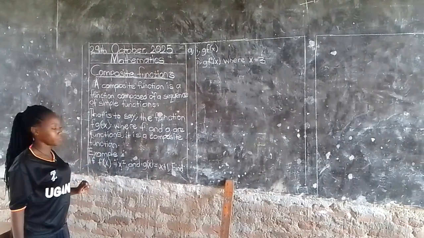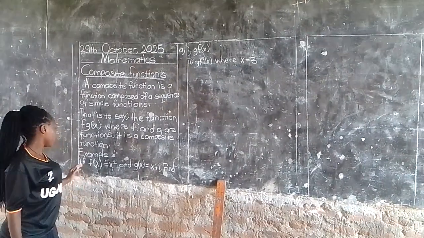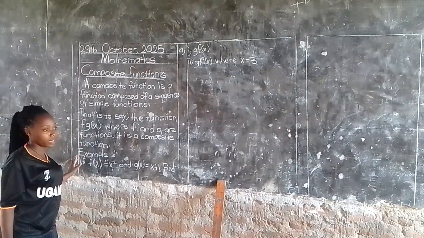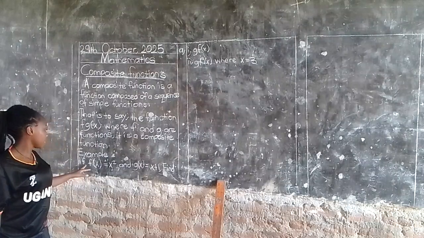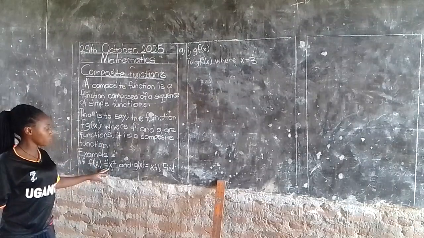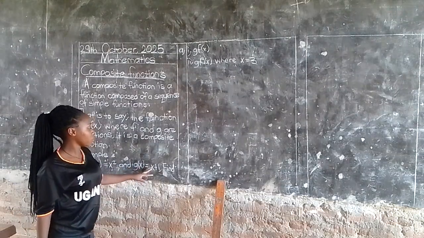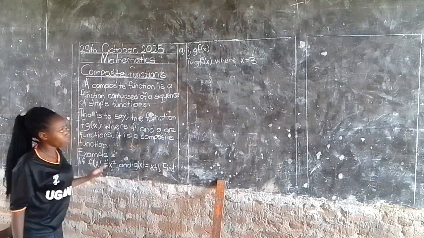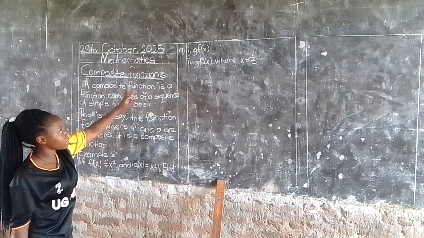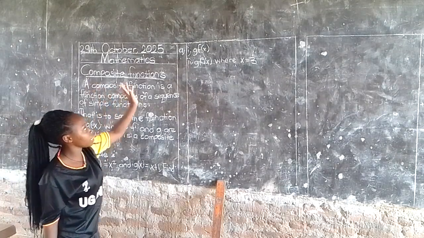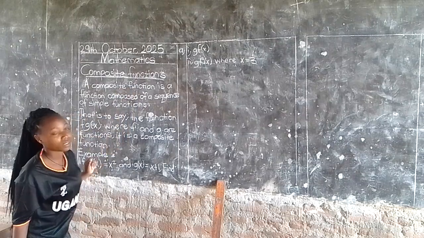For example, if they have given us a question like this, they are saying that if f of x equals x squared and g of x equals x plus 1. Now they are asking us to find part A. They are saying we find g of f of x.